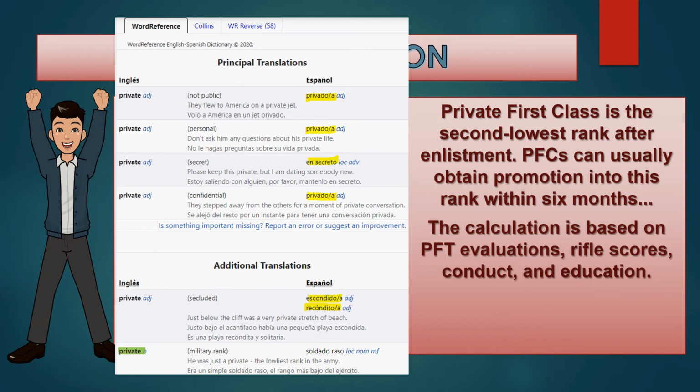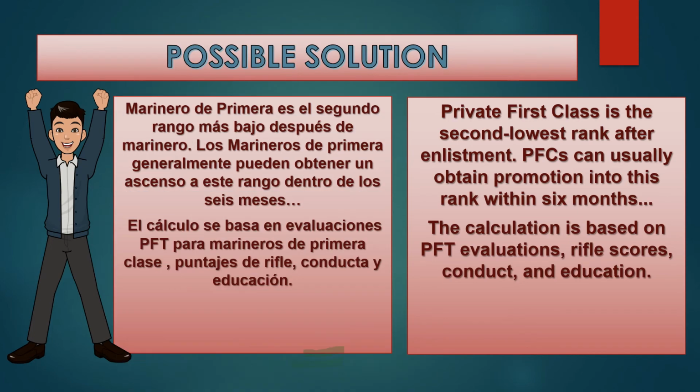Now, going back to the first point, we can see that the closest meaning needed for the word private is soldado raso, which is a rank in the army, but the text is focused on the Marines. So what we need is to find an equivalent rank for the Marines, and the solution is marinero de primera, and that's how we used the strategy by cultural substitution. Now, with PFT evaluations, we used the strategy of paraphrase, as we can see in the example, evaluaciones PFT para marineros de primera clase. And those are the possible solutions that we found for these paragraphs.